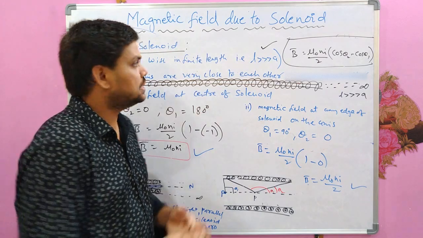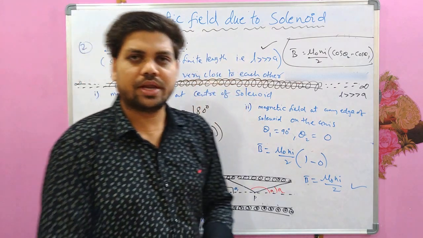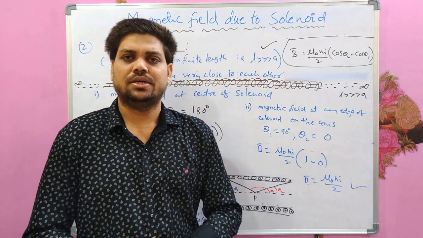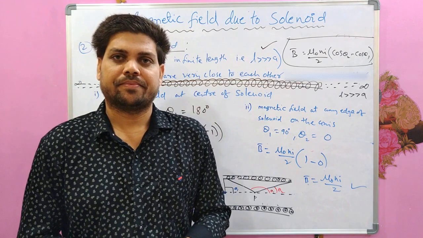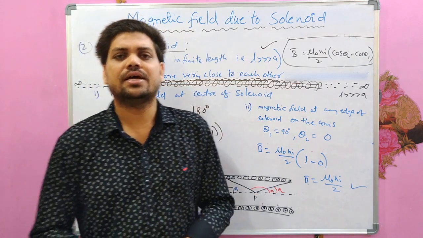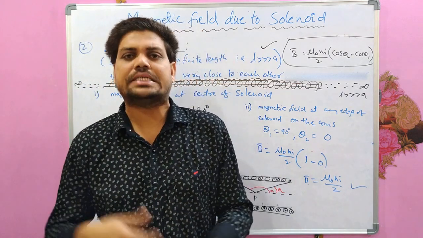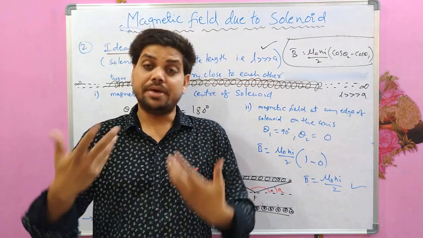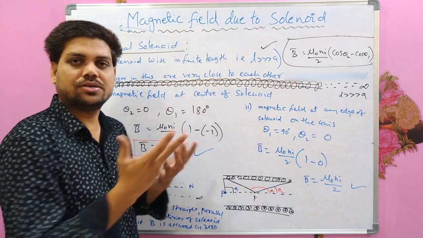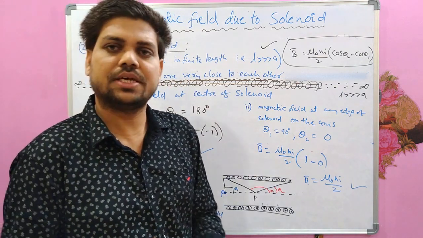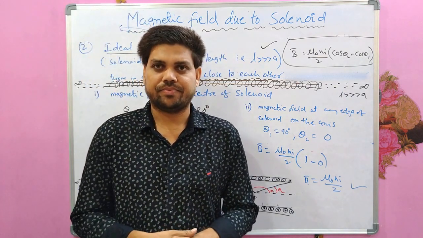Okay, so this magnetic field due to solenoid can also be found using Ampere's law. That we will see in another lecture. What is Ampere's law and how to make use of Ampere's law to find out the magnetic field due to the solenoid. That we will see in another lecture.